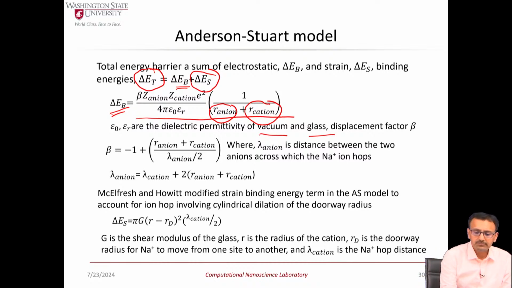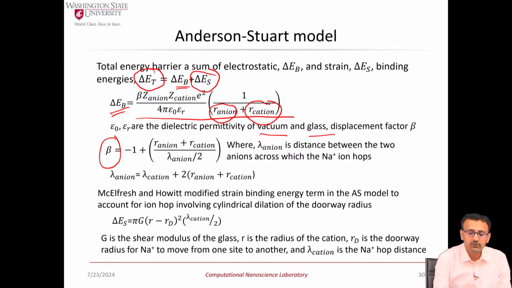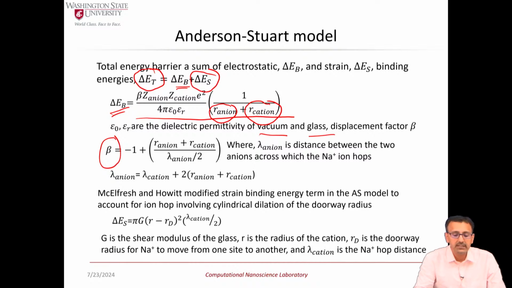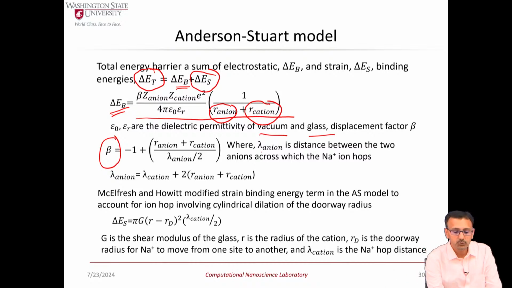There is a displacement factor beta, which is also a function of the radius of anion and cation, but also of a parameter called lambda anion, which is the distance between the 2 anions across which the sodium ion is hopping. So, this is a 3-dimensional hop through a doorway. The cation coordinates with the sulfur atoms and hops between them. So, the distance of the 2 sulfur atoms through which it is squeezing through, if you want to think about it, is given by this parameter lambda anion.